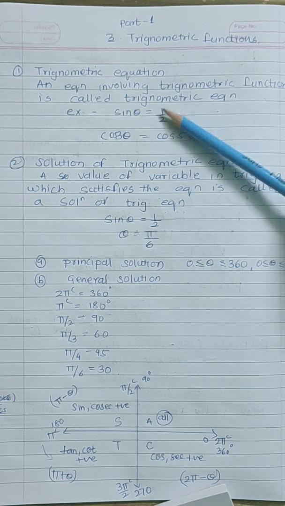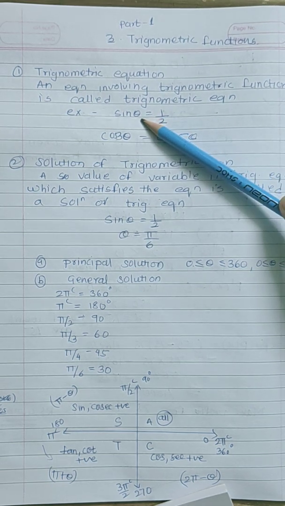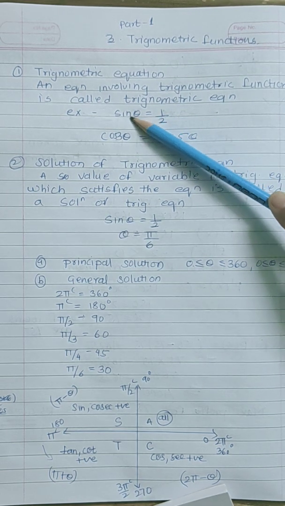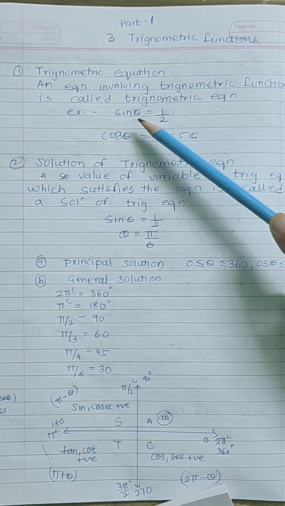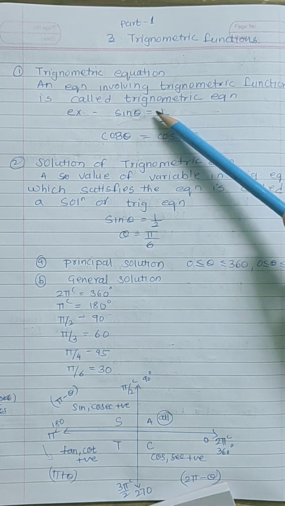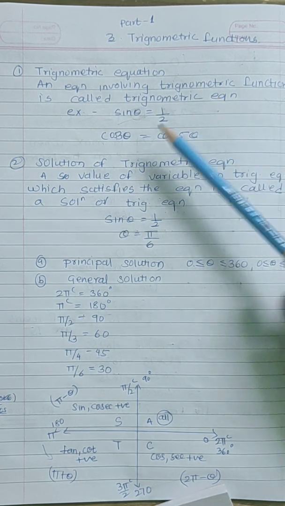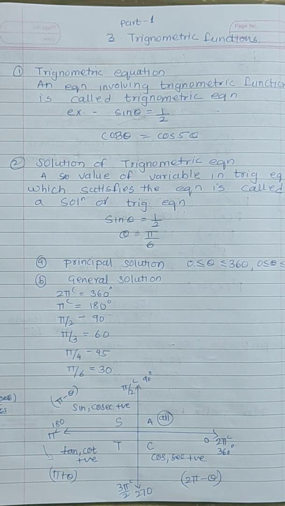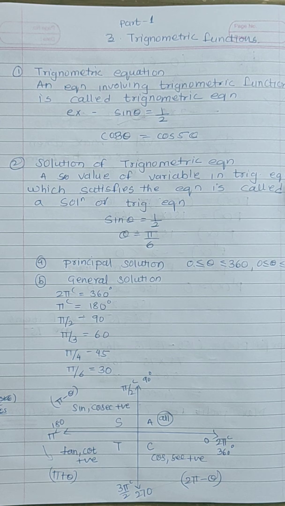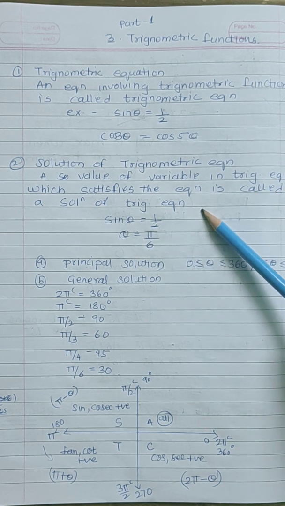Means sine theta is equal to half. What is the variable here? Theta. So you have to find the value of theta here. So this is a trigonometric equation and its solution. When you find the value of theta, it is its solution. Then, solution of trigonometric equation: a value of a variable in a trigonometric equation which satisfies the equation is called the solution of the trigonometric equation.